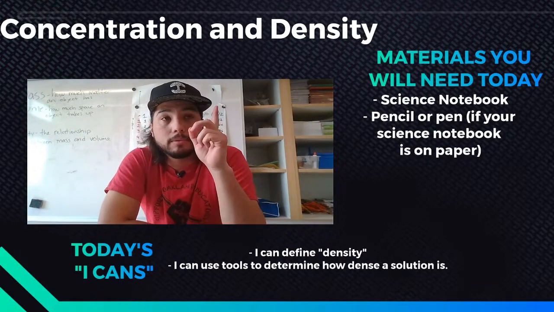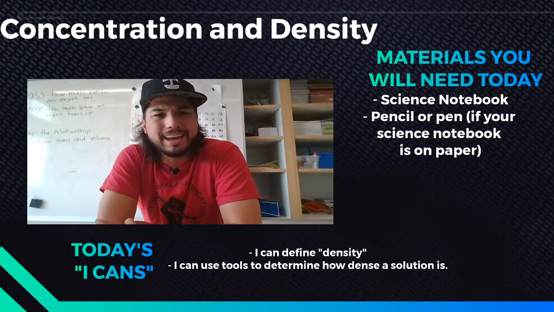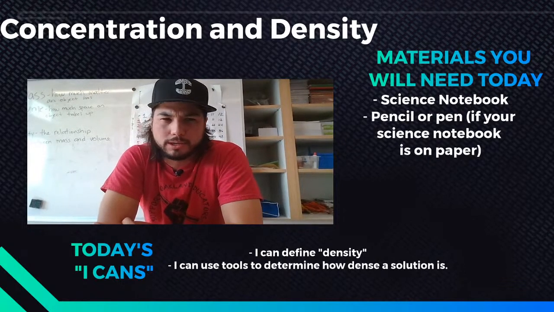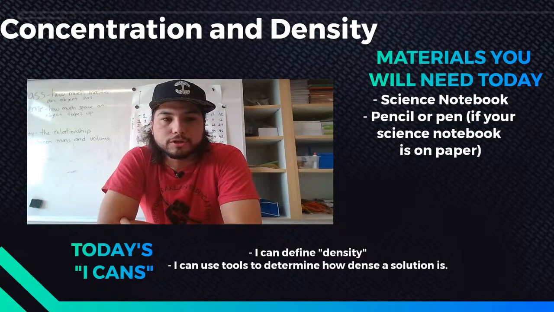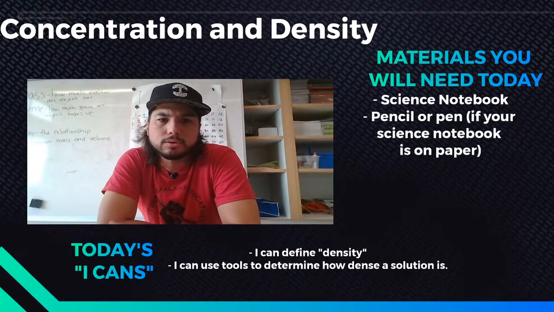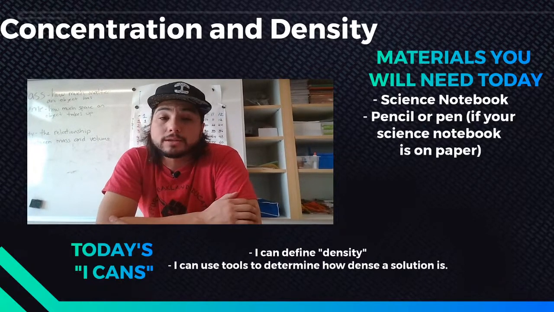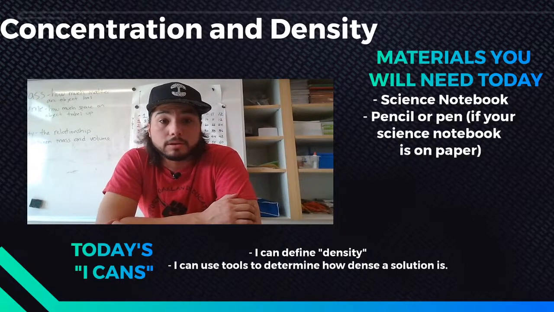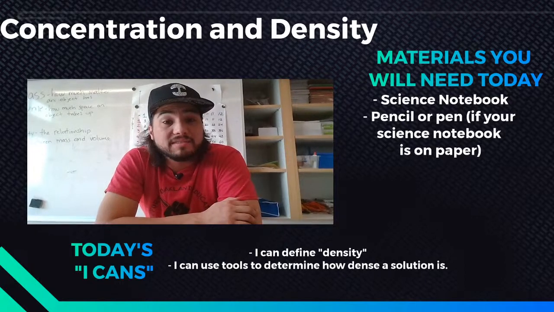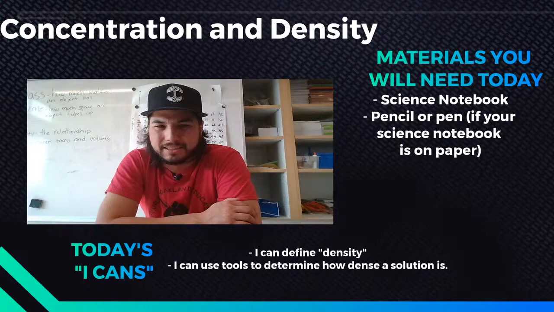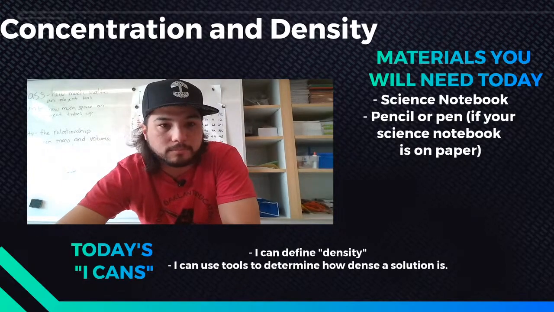Okay, today we're talking concentration and density. New word to us today is density. We know what concentration means. It's how much of a solute is in a solution. That's what you're going to need: science notebook, pencil or pen. Take notes, look at those observations. Okay? And then today's I cans. I can define density, and I can use tools to determine how dense a solution is.